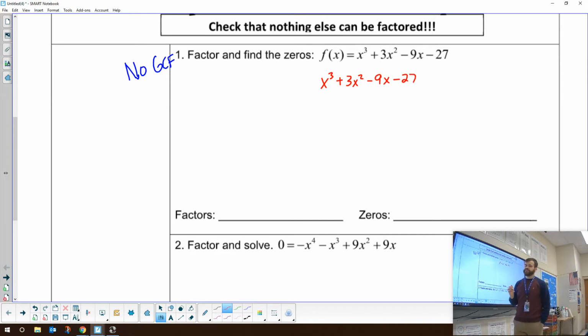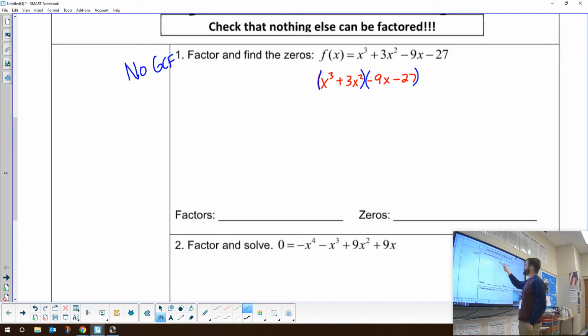The way we factor by grouping is we are going to group the first two terms together and the last two terms together. And we're going to find the GCFs of the first two terms and the last two terms. So here's what we're going to do. We're going to group these two terms together and these two terms together. Go ahead and include that negative in there as well. That's important. Okay? All right.